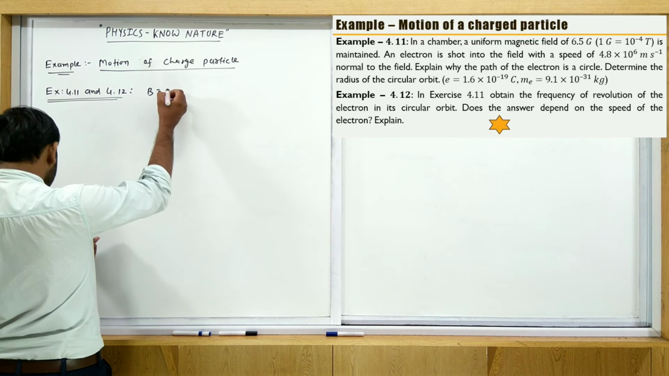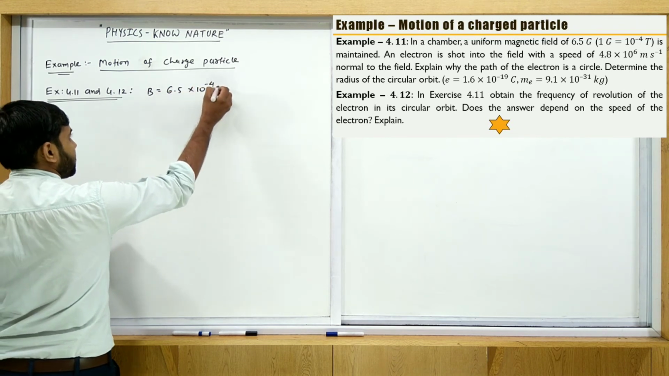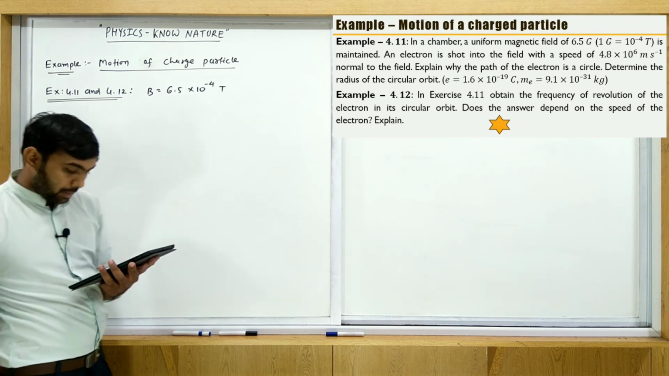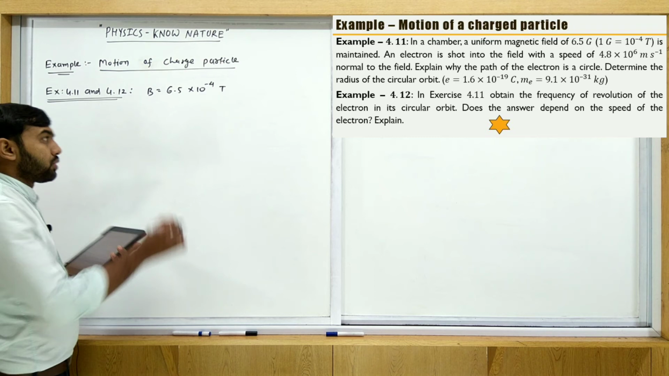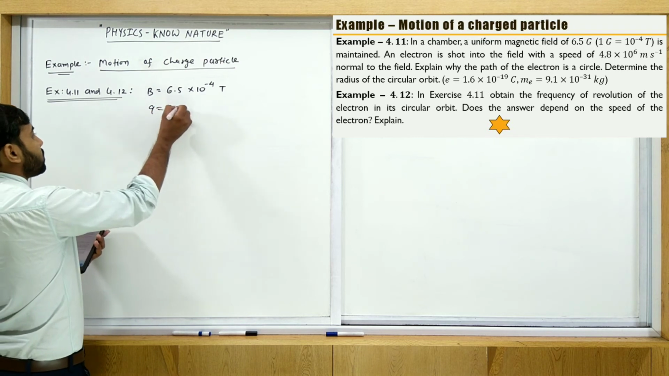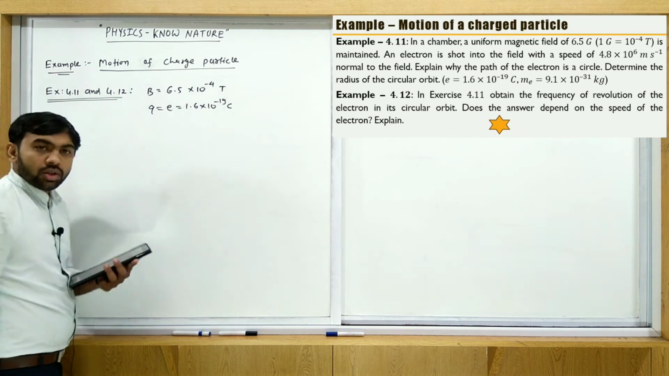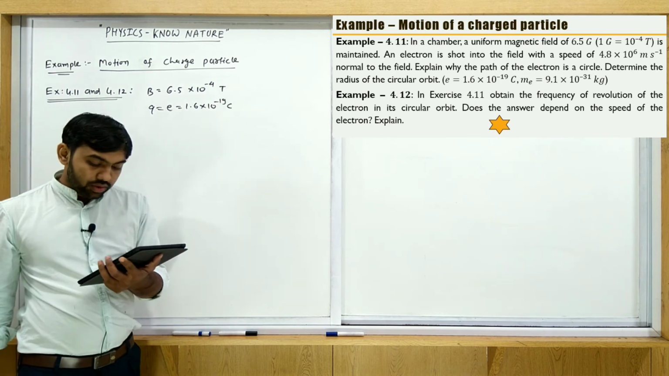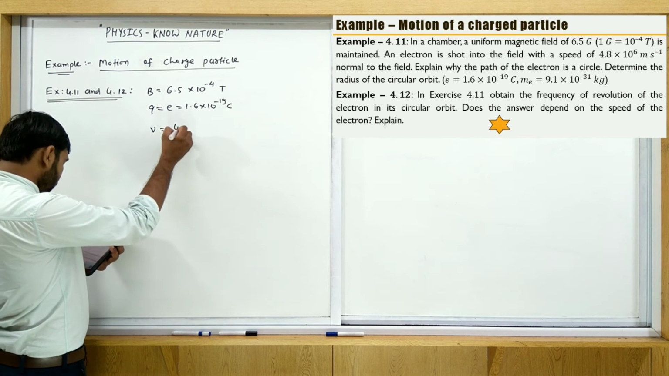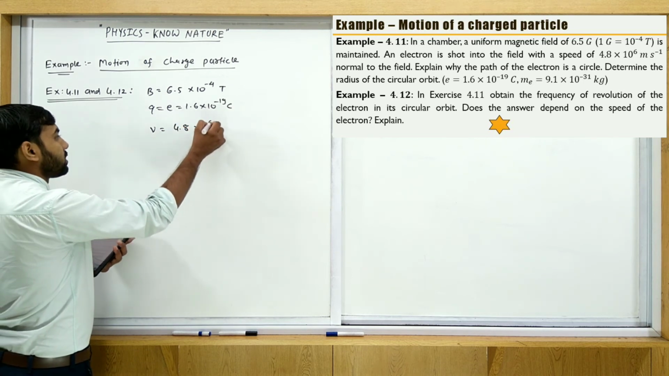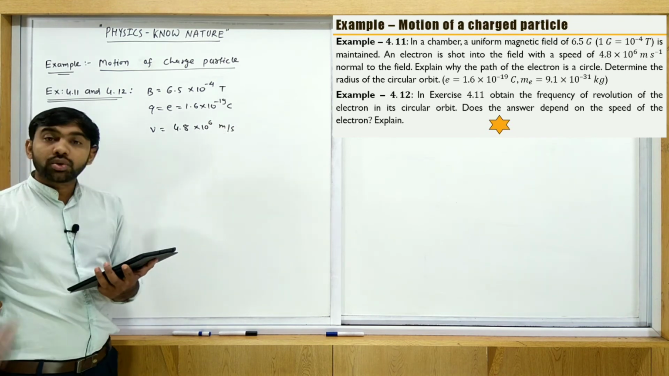So B is given to you, equal to 6.5 Gauss, converted to Tesla, so 10 raised to minus 4 Tesla is maintained. An electron is given to you, so charge q is equal to e, which is 1.6 into 10 raised to minus 19 coulomb. The electron is shot into the field with a speed, so v is equal to 4.8 into 10 raised to 6 meter per second, normal to the field.